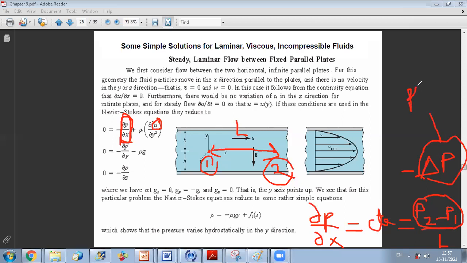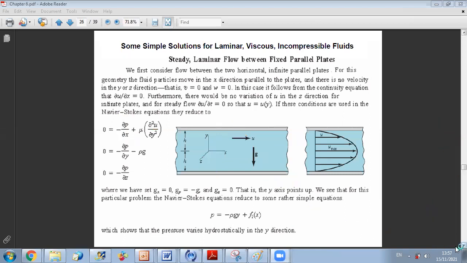So if we consider the pressure drop to be equal to delta P, then del P by del X between 2 points is delta P over X. Okay? So I only need to know the pressure at 2 points to be able to determine this constant del P by del X. Once I know del P by del X, to get u, all I have to do is double integration. So I integrate 2 times.